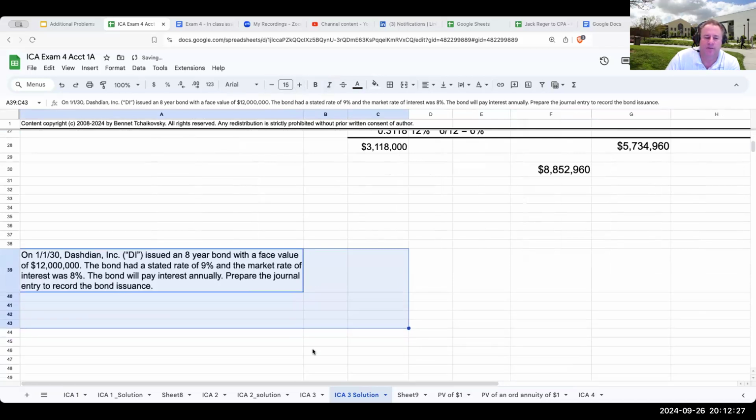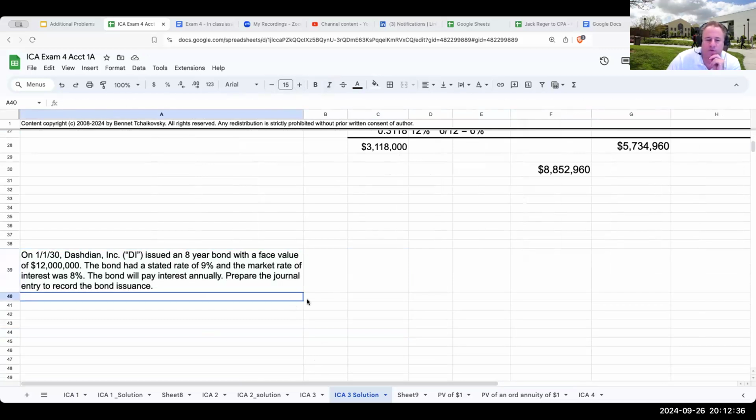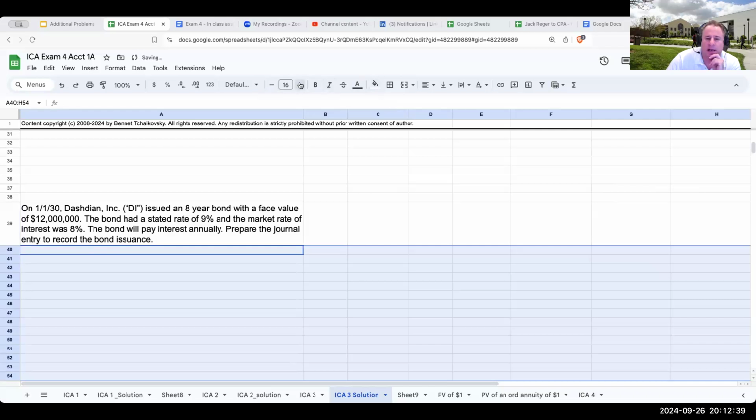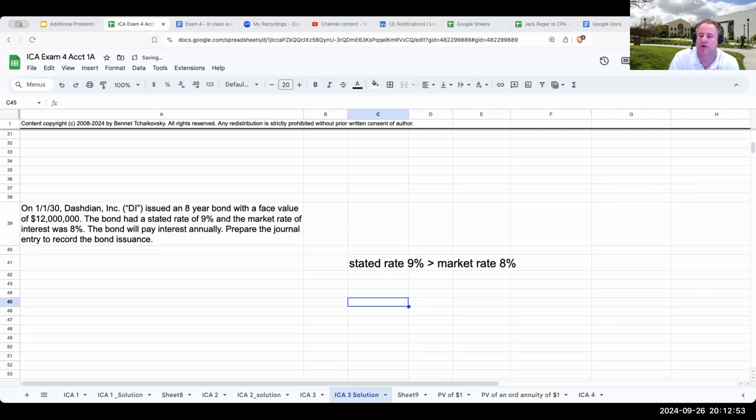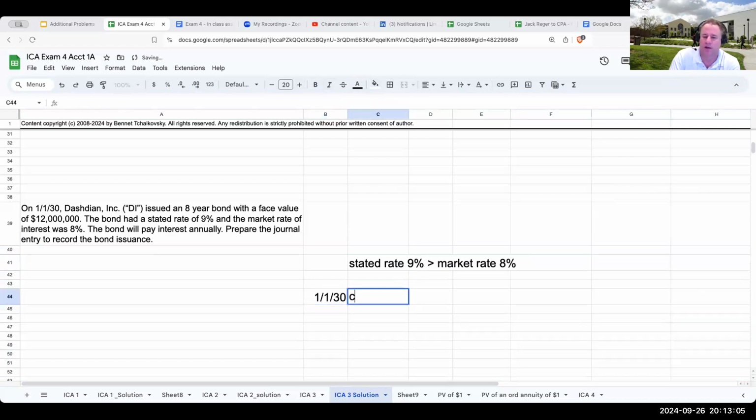So over here we have Dash Dion issued an 8-year bond with a face value of $12 million. The bond had a stated rate of 9%, and this is greater than the market rate of 8%. So if I'm offering more than what the market is, then theoretically my bond will sell for greater than the face value. So on 1/1/30, I am debiting cash because I'm always going to be receiving cash.